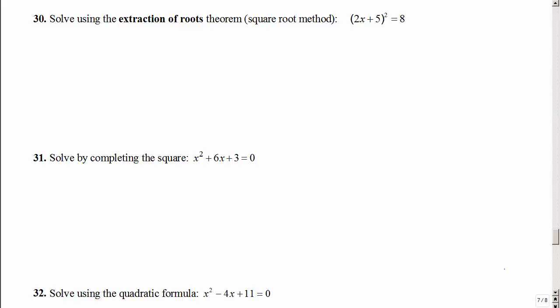This group of problems deals all with quadratics and different ways to solve them. At the very beginning of the review we were solving by factoring. Now we're going to be solving by different methods.